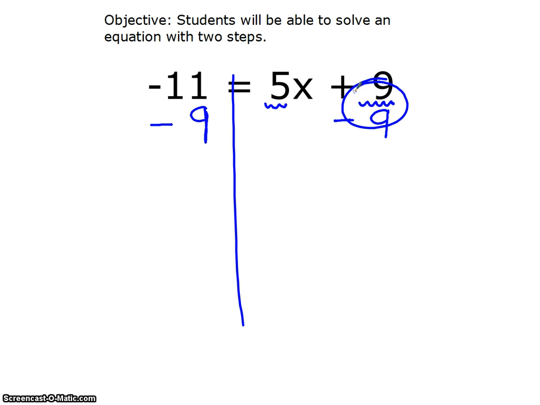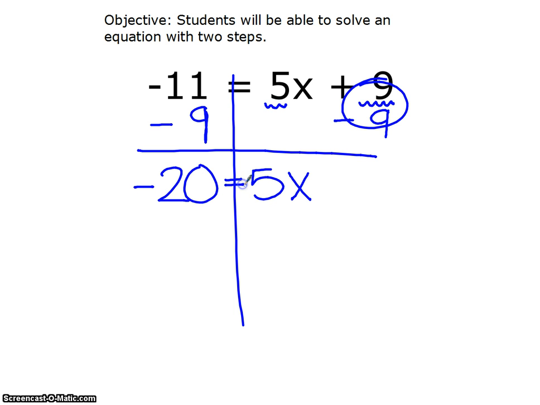You've left nothing behind. They're all moved over to the other side. So now we have 5x. Negative 11 take away 9 is more negative, or negative 20. And then from here, we have 5 unknowns equal to negative 20. This is multiplication, and we're going to divide out the 5. And 5 divided by 5 right here is a 1.